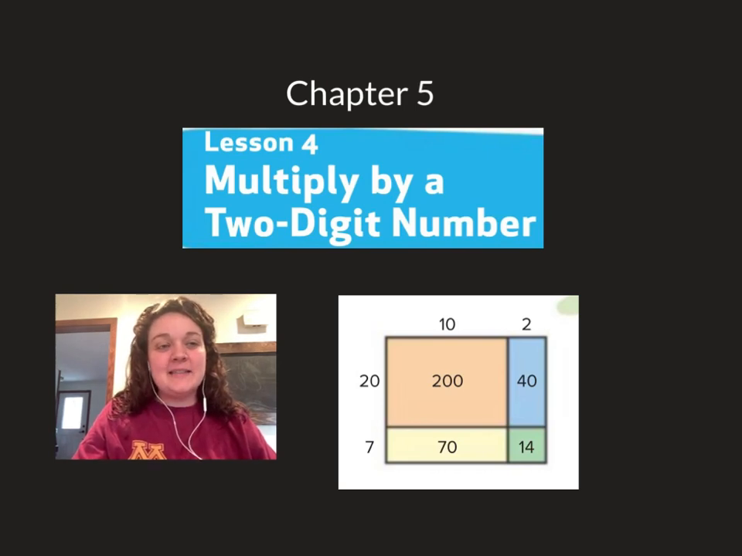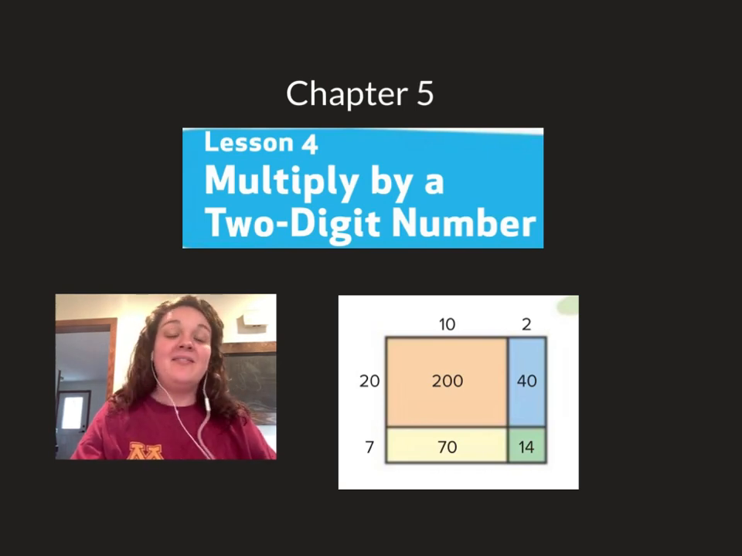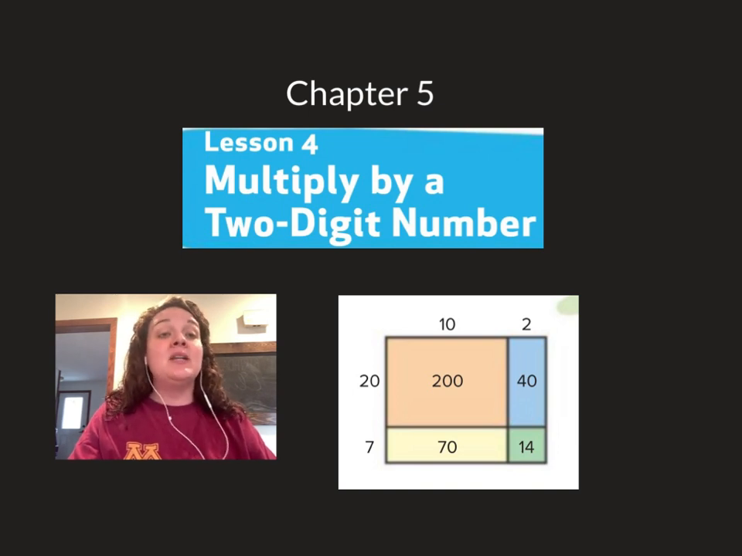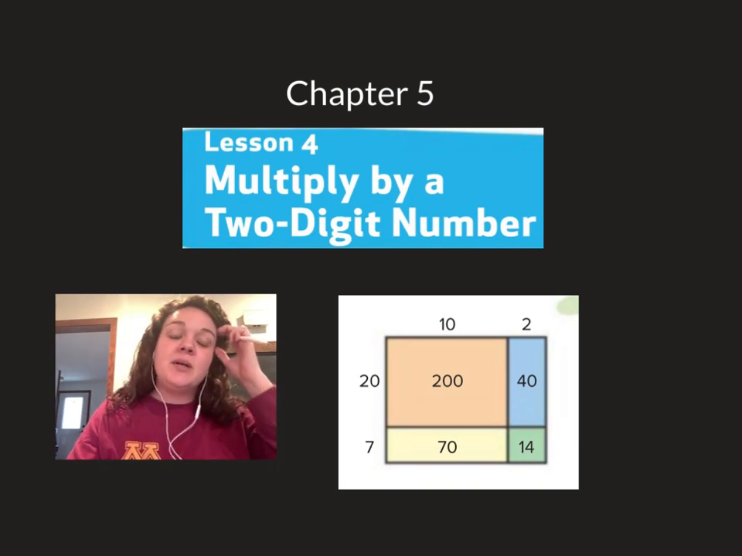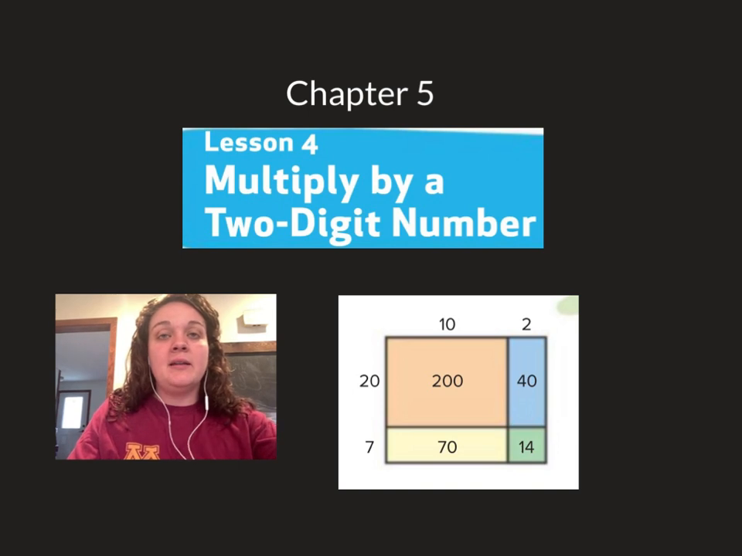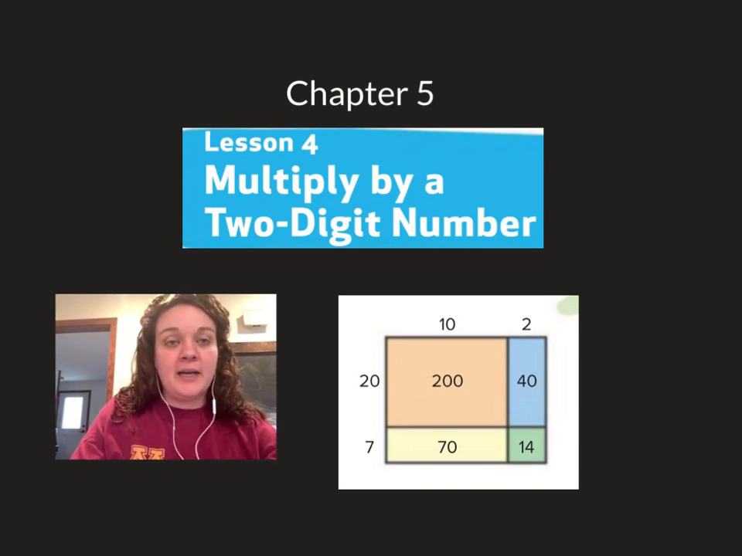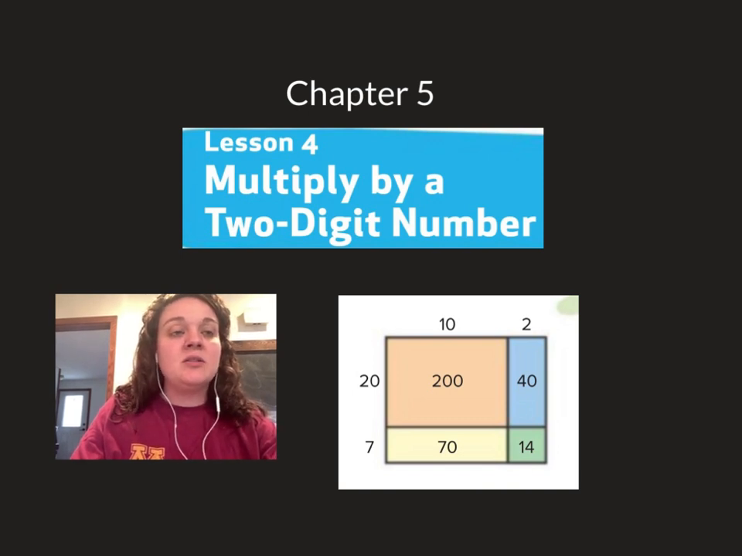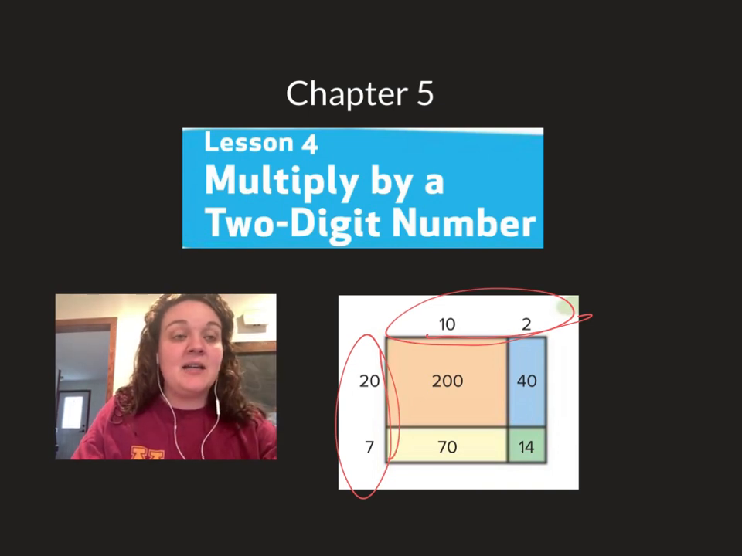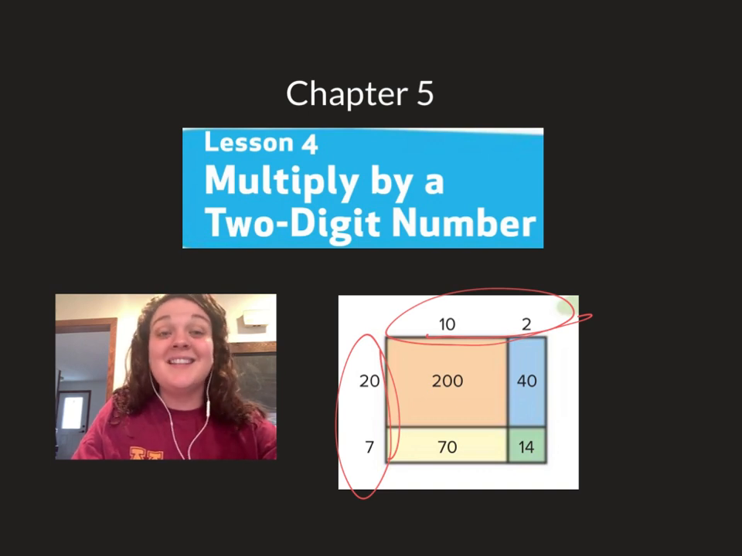Hey guys, today we're going to talk about Chapter 5, Lesson 4, multiply by a two-digit number. So we're going to look a little closer. The last couple lessons have been about multiplying by multiples of 10, 20, 30, and so on. So what if we get a 12 multiplied by 27? As I bet you can see, we're going to try and chunk it up. Break it up so that we are doing the partial products type of multiplying. So let's get started.